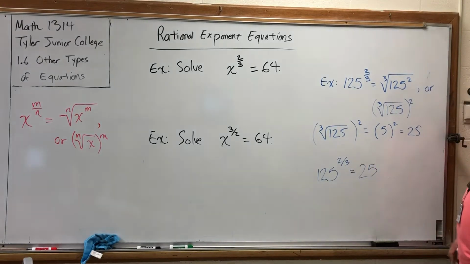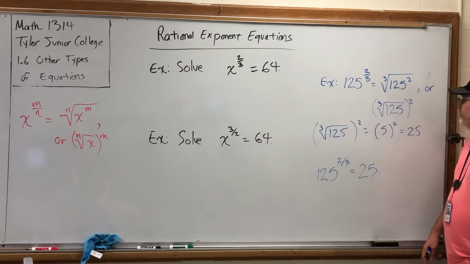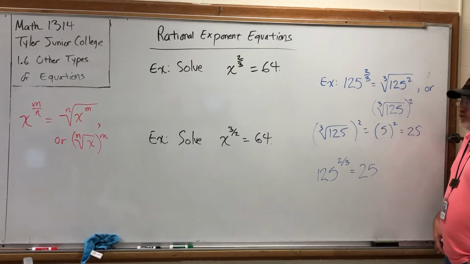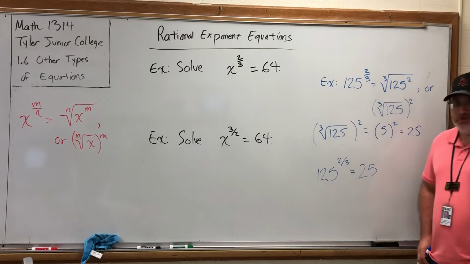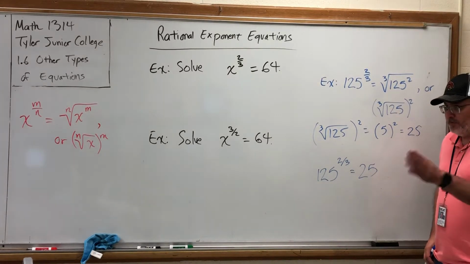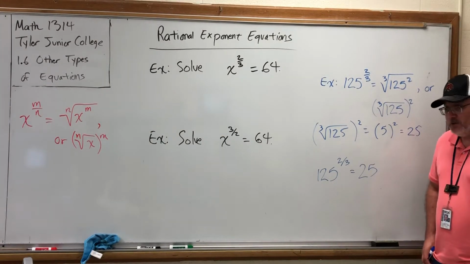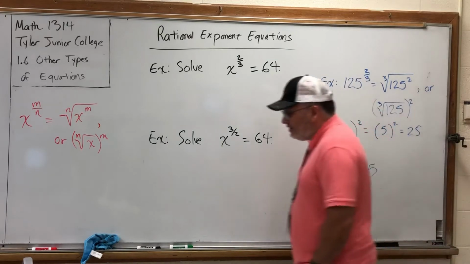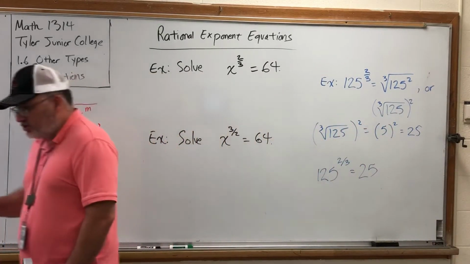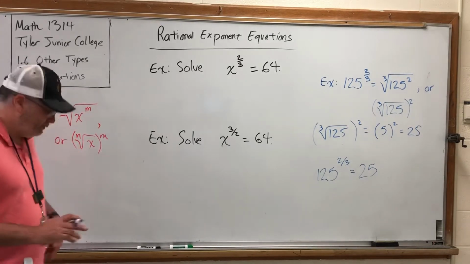Would we have gotten the same answer if we had squared the 125 first? Yes. If you square 125, you'll get 15,625. And now you have to find the number that multiplies 3 times in a row to get 15,625. With the calculator, it's a moot point which one you do first. If you're doing it manually, I would recommend doing the radical first.